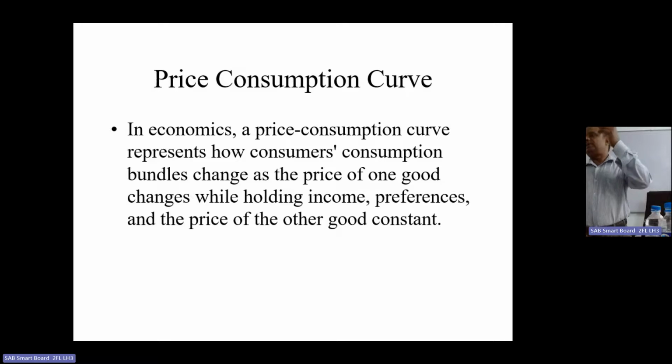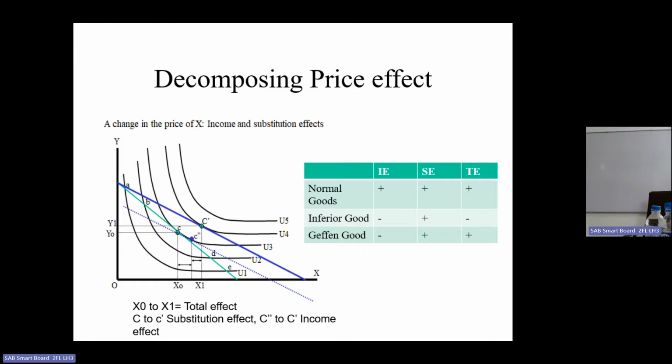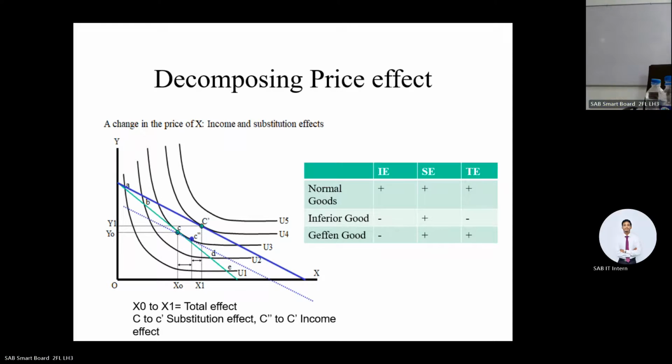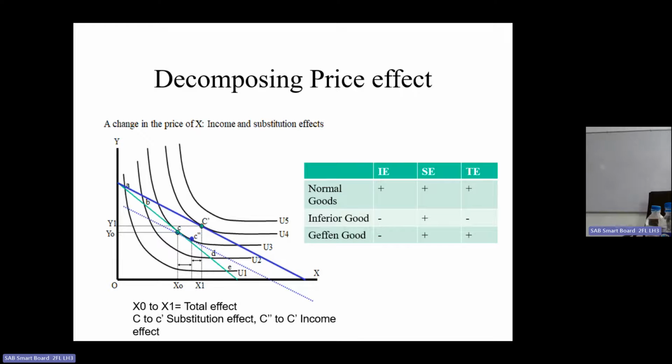So why is there a negative relationship between the price and the quantity demanded? We identify two effects: one is the income effect, the other one is the substitution effect. Now, how do you explain that? By looking at the behavior of the price consumption curve, we can identify those two effects with respect to change in the price.